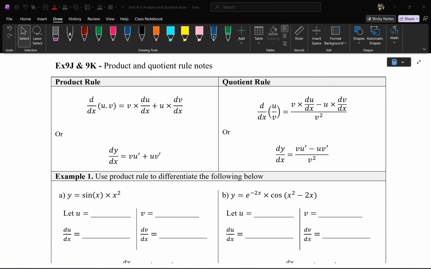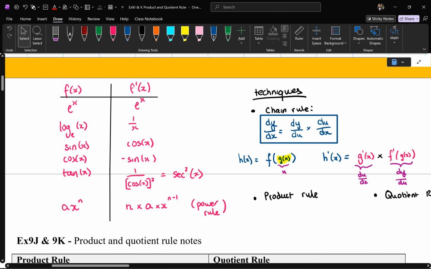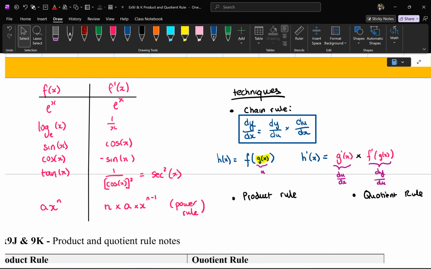All right, exercise 9J, 9K. We're coming to the end of chapter 9. These are all the skills that you should be learning, hopefully. So you learned all the derivative rules for each of the functions. You have the power rule, you have the chain rule, and then today, product rule and quotient rule.